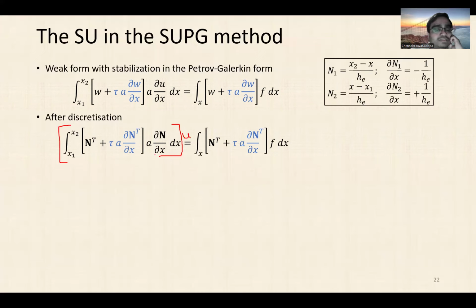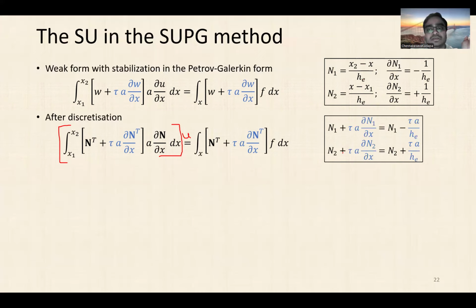Now we have this discretized form and we know the basis functions for our two noded element, N1 and N2, in terms of x1 and x2, and from N1 and N2 we can find the derivatives. So from this we can calculate the term inside the bracket, N transpose plus tau A ∂N/∂x transpose. So we add these extra terms to N1 and N2.